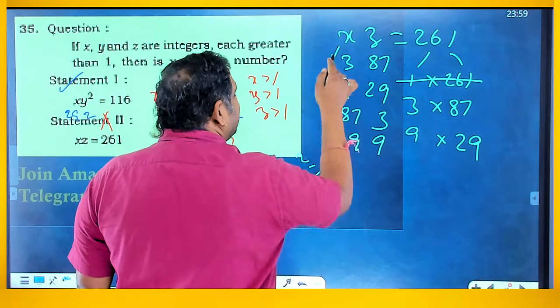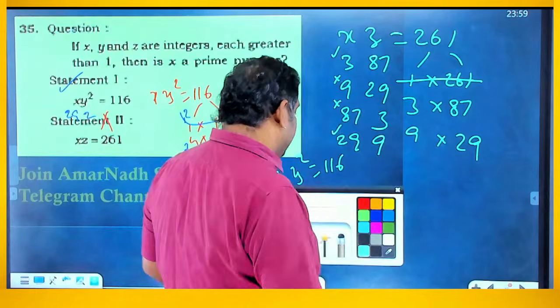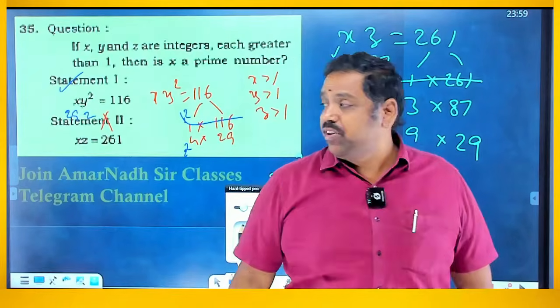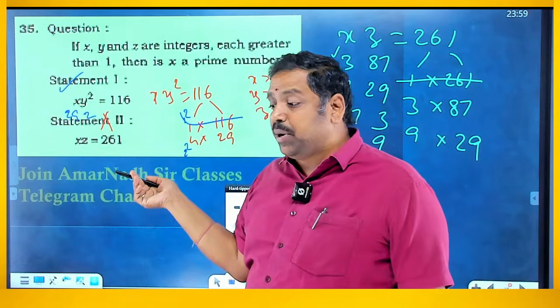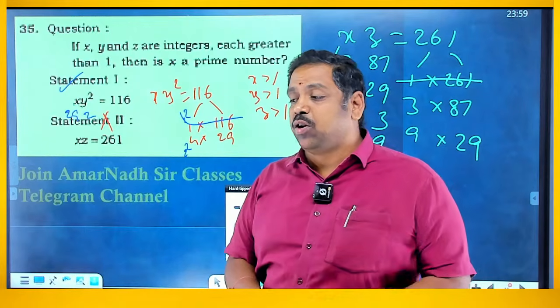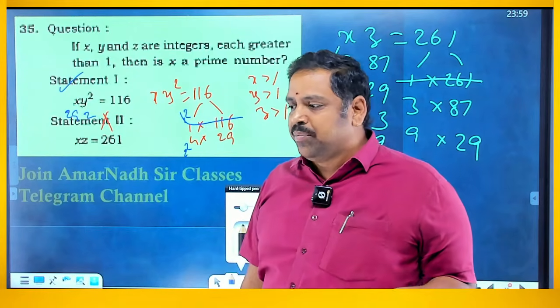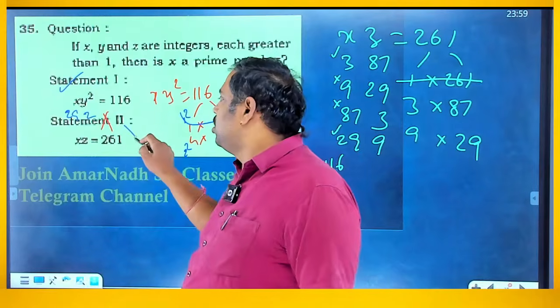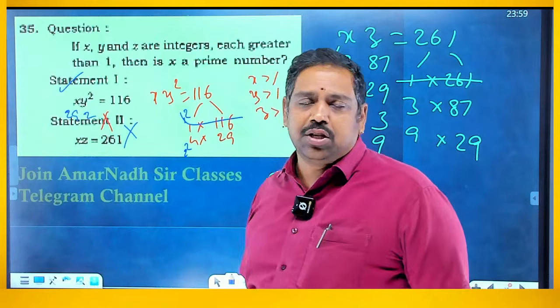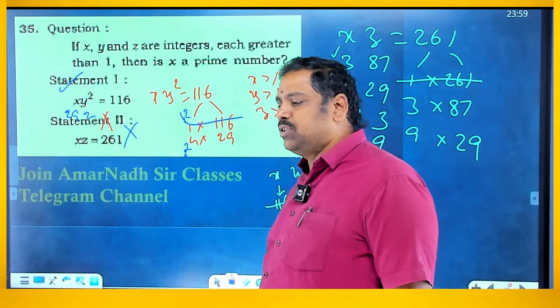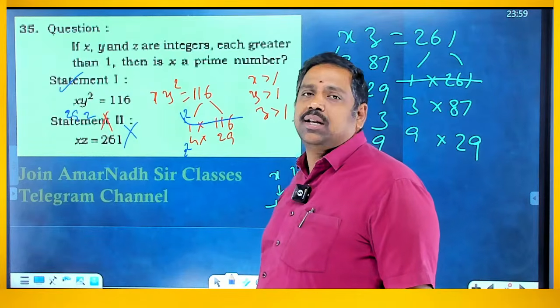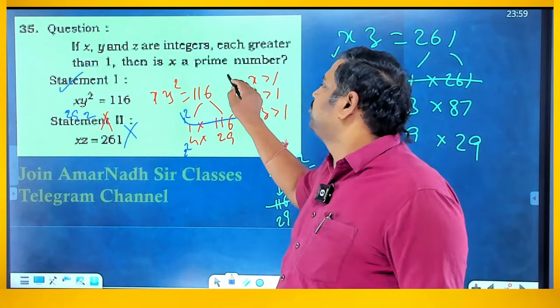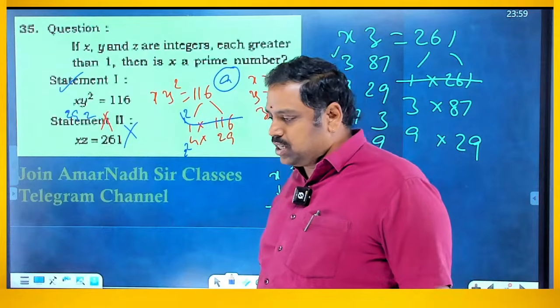Means you can't assure that x is always a prime number from this one, right? Sometimes, but at the same time, you're unable to say that x is not a prime number also, right? That's why this is not sufficient to answer the question. So statement 1 alone is sufficient to answer the question, whereas 2 alone is not sufficient. That's why the answer is A. Hope you understand, Mr.